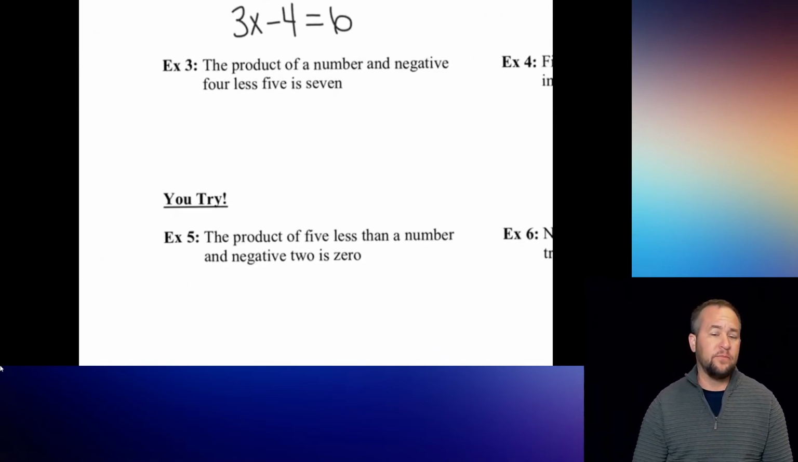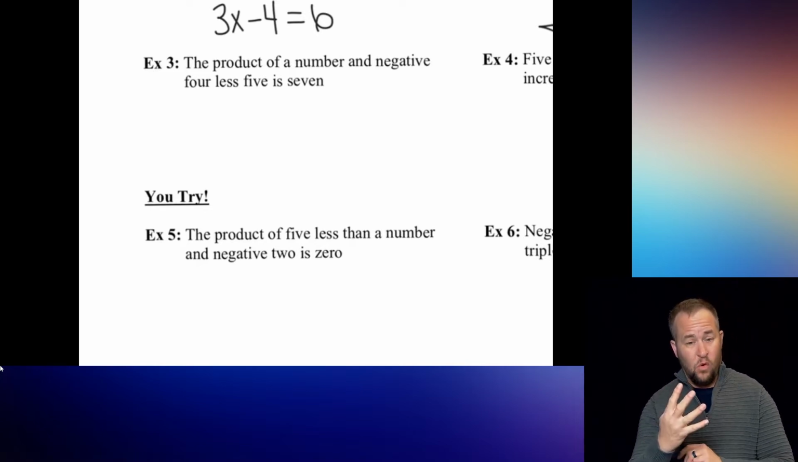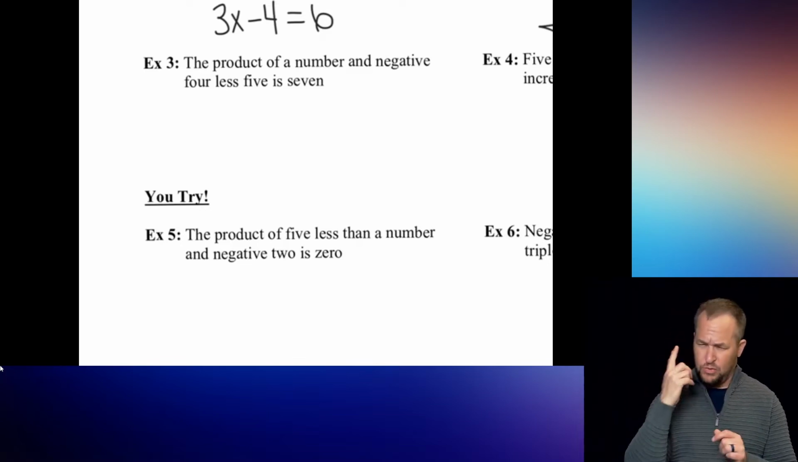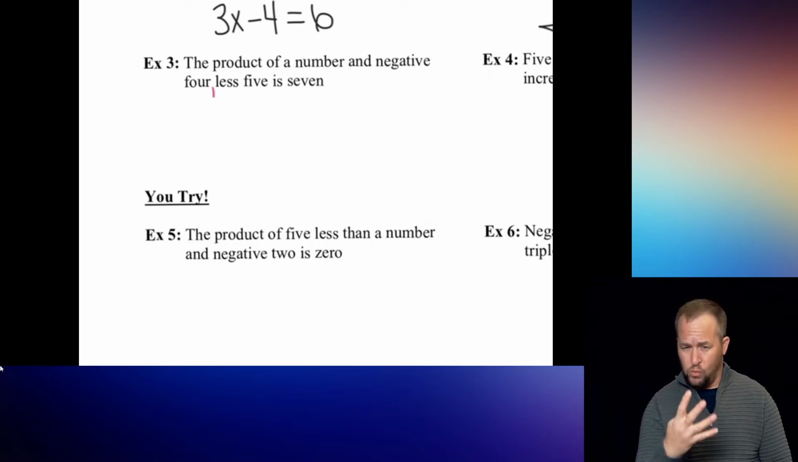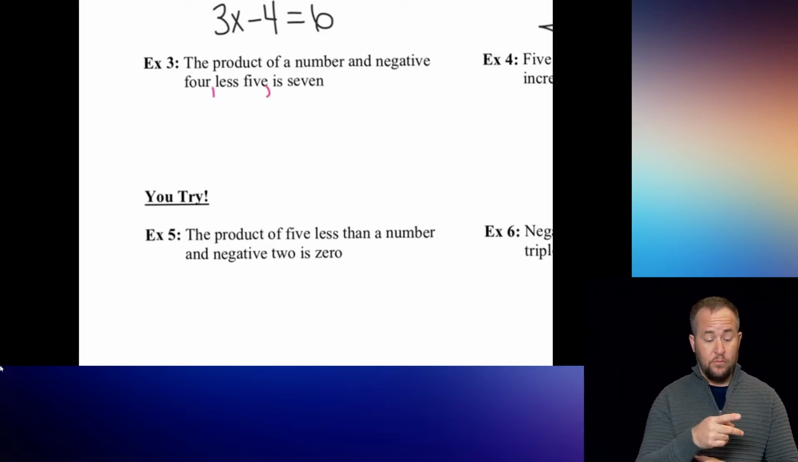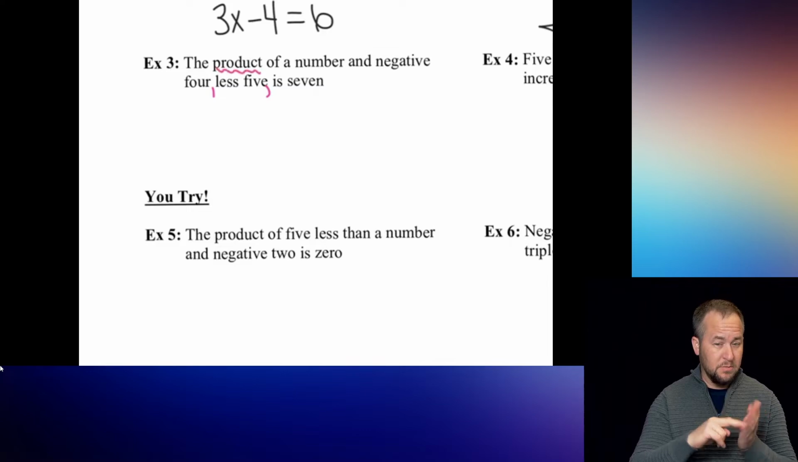So right here, we see the product of a number and -4 less 5 is 7. So you kind of hear how I'm pausing. So the product of a number and 4, so that's kind of one part of my expression. And then I have less 5, and then that is 7. So let's start with what we know. So the product, I know that product from up above is multiplication. So I have the product of a number and negative 4.